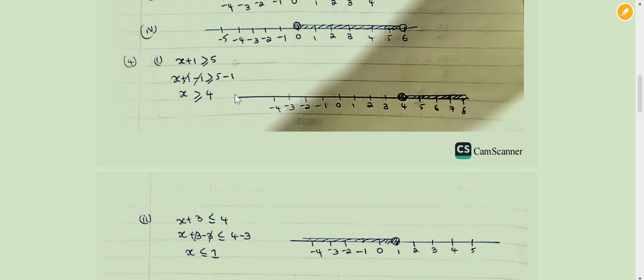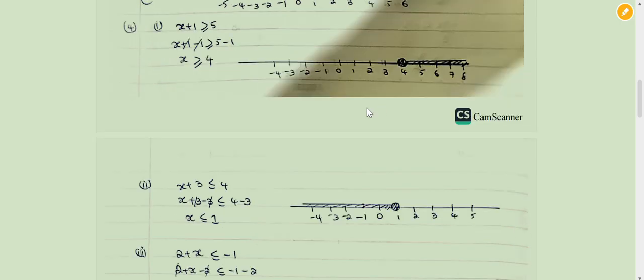The answer x. So what does this mean? x is greater than or equal to positive 4. So firstly you draw a number line, and at 4 you draw a circle and shade it. Why do you shade this? Because this has an equal sign, right? So you shade, and after that x is greater than or equal to positive 4, so you shade this side. I think now you can understand, right?